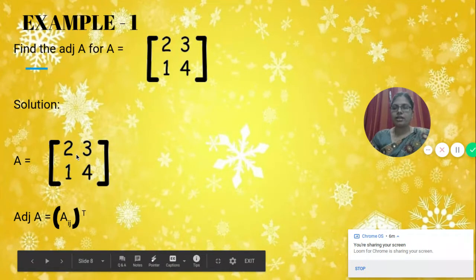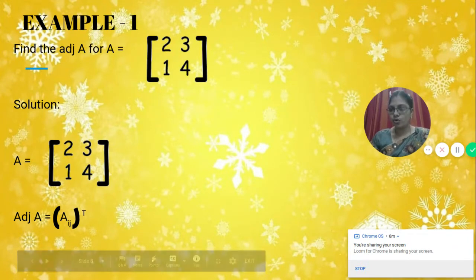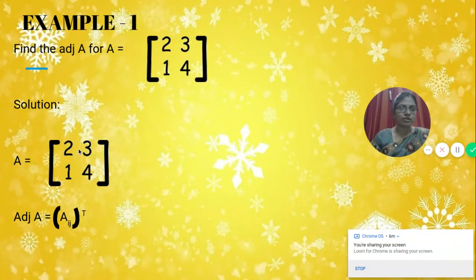So to find the adjoint of A for a 2 cross 2 matrix, I have to find the cofactor of 2, cofactor of 3, cofactor of 1, cofactor of 4, and then put them in a matrix form, and then transpose the matrix. Then we'll arrive at the solution for the adjoint of A for a 2 cross 2 matrix. I'll teach you a shortcut method to find the adjoint for a 2 cross 2 matrix.